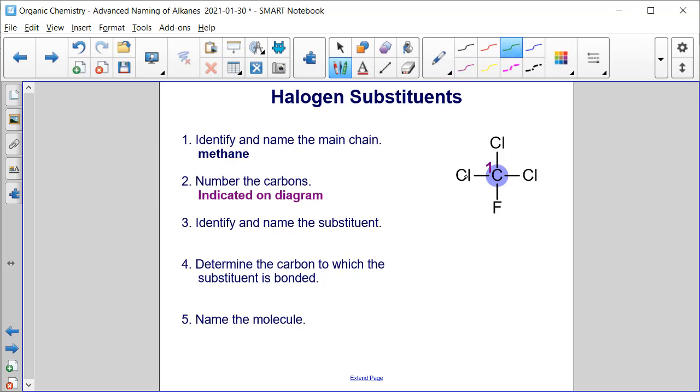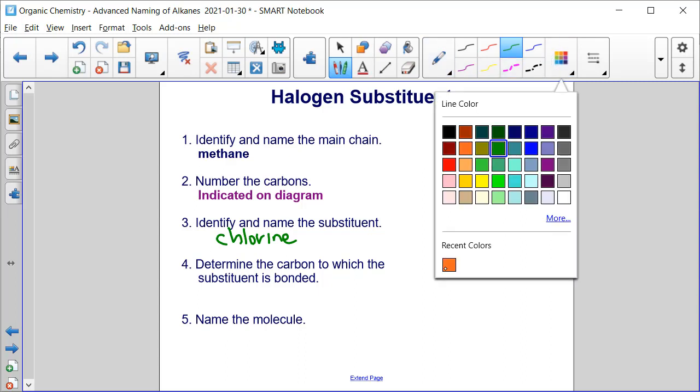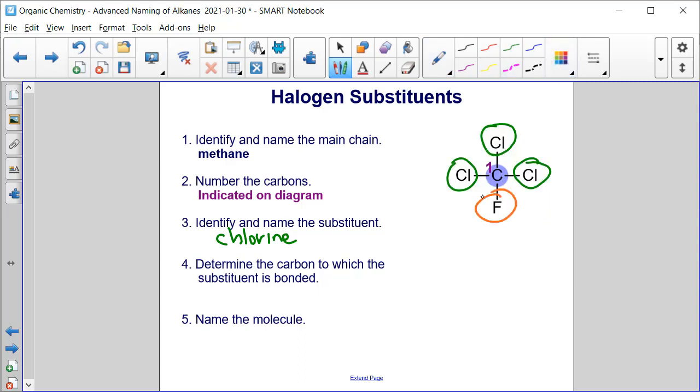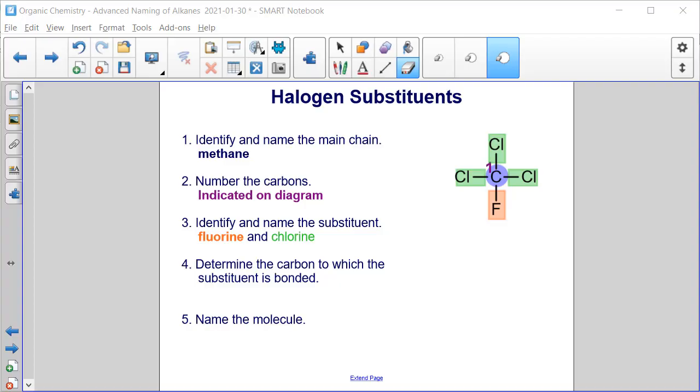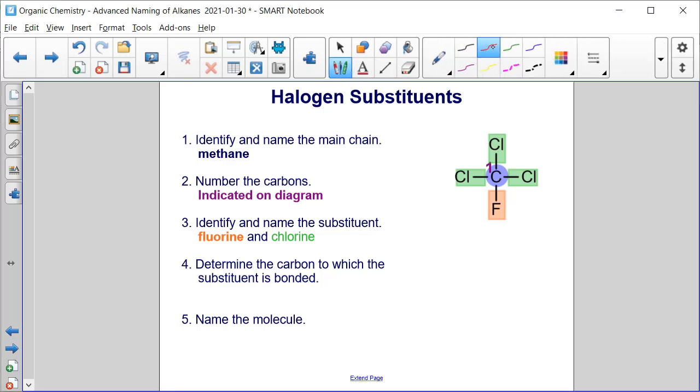All right, step 3, identify and name the substituents. So we have 2 different substituents. We have chlorine, and we have fluorine. As a matter of formality, just because we're following the steps and the rules here, what carbon are these substituents bonded to? Well, there's only 1, so they're bonded to carbon 1.